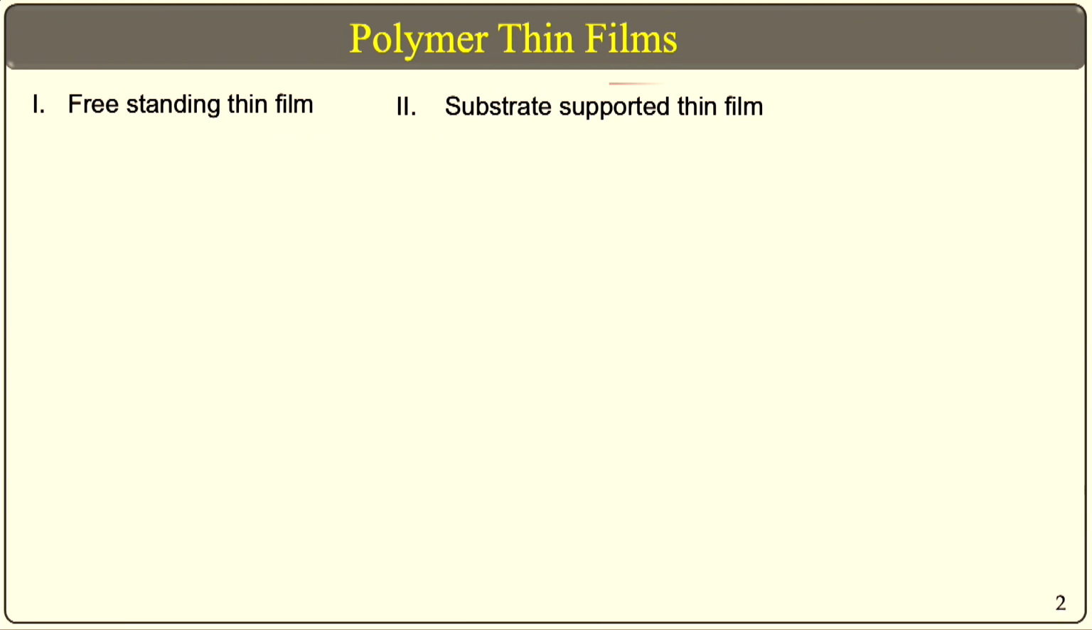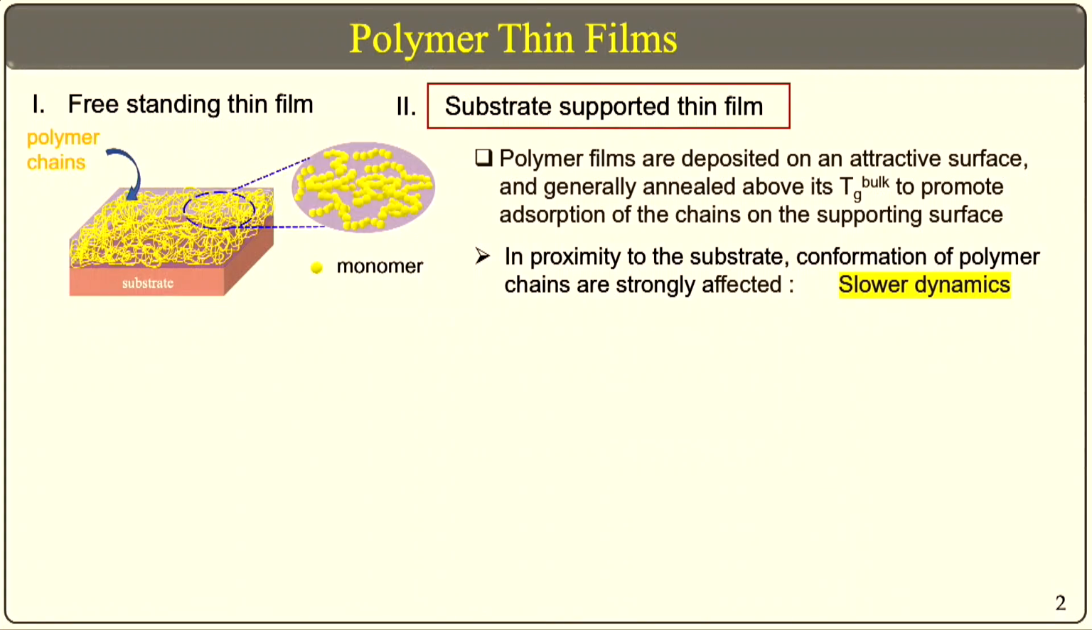One-dimensional confinement can basically be of 2 types. They are either a freestanding polymer film with thickness from nanometers to 2 microns, or substrate-supported polymer thin films. This is a very simple schematic I've drawn, where you have polymer chains deposited on top of a substrate, a hard substrate in general, and these are called polymer thin films. They are generally annealed at temperatures above their glass transition temperature to promote the adsorption of the polymers to the substrate. This is important because, due to the hard substrate, the polymer chain dynamics are highly affected. The polymers undergo very slow dynamics.